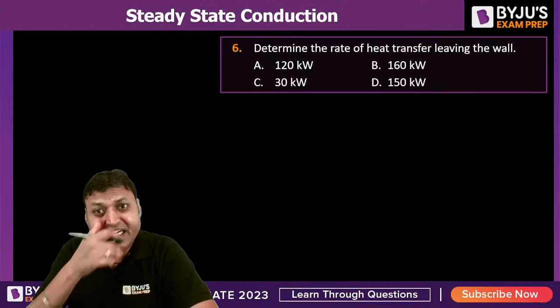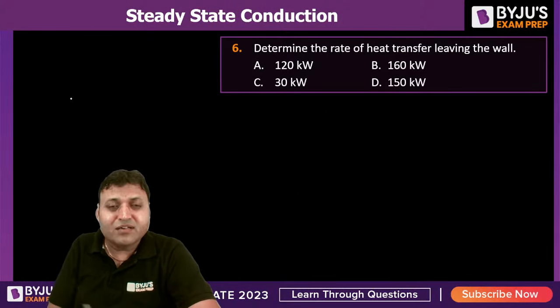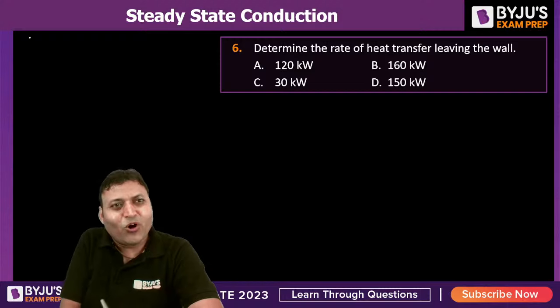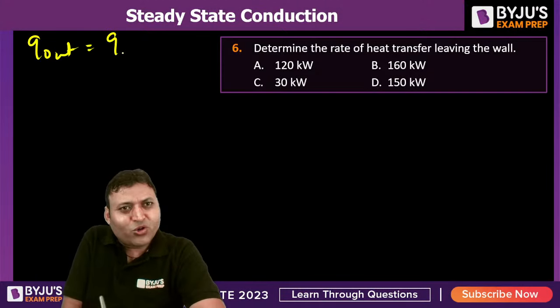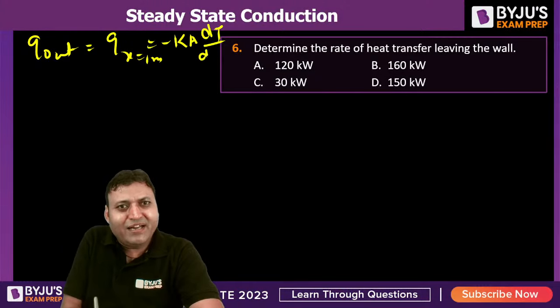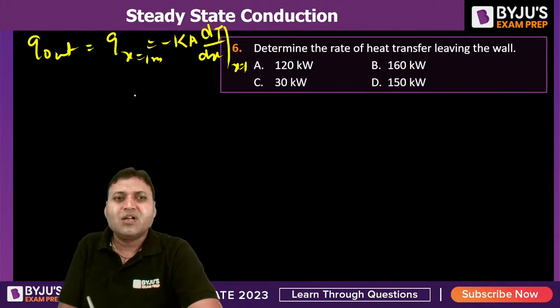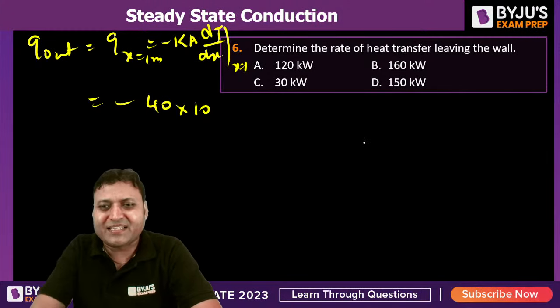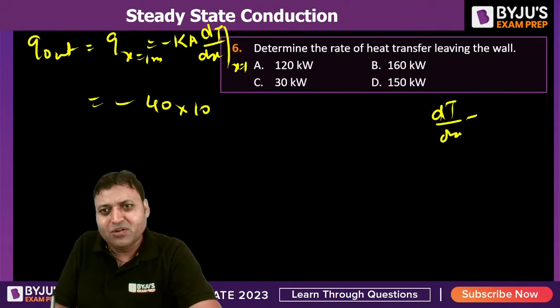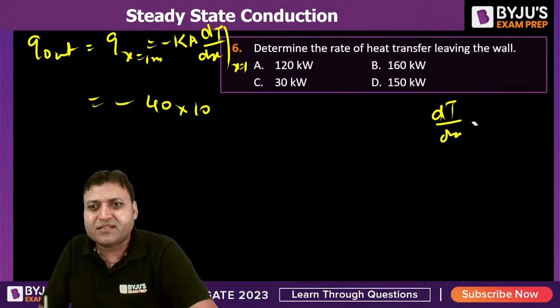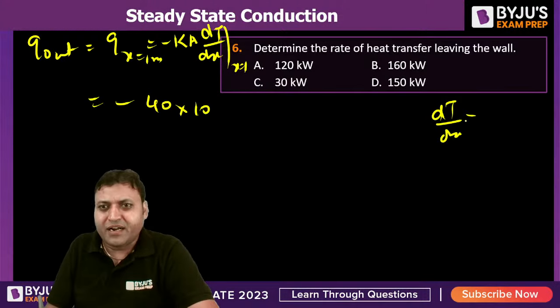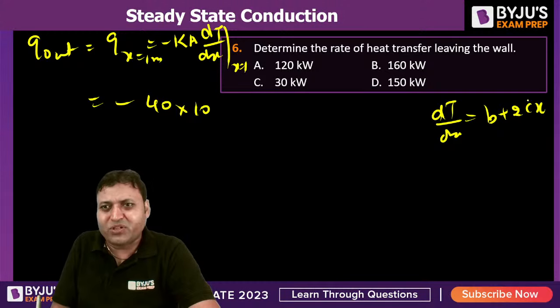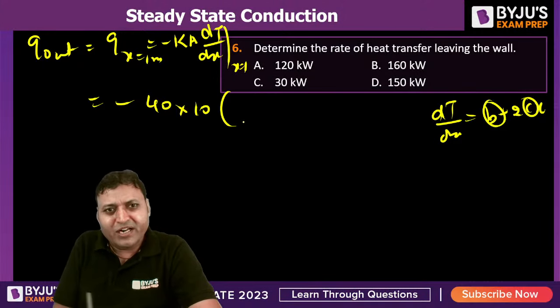The second part is determine the rate of heat transfer leaving the wall. The heat is leaving from the wall at x is equal to 1 meter. Q out will be equal to Q at x is equal to 1 meter, that is equal to minus k into A into dT by dx at x is equal to 1 meter. The value is minus 40 into 10. And what is dT by dx at x is equal to 1? dT by dx is equal to b plus 2cx. Put the value of b, c.